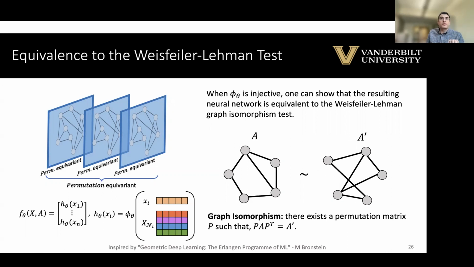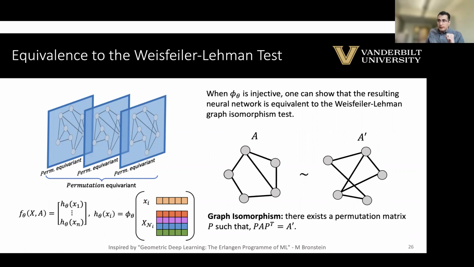But what is graph isomorphism? Graph isomorphism is when there exists a permutation matrix P such that the permuted version of that graph, P A P^T, is equal to another graph. So then these two graphs are isomorphic. So it's just a different representation of the same graph. And we would like to be able to say these two graphs are the same.